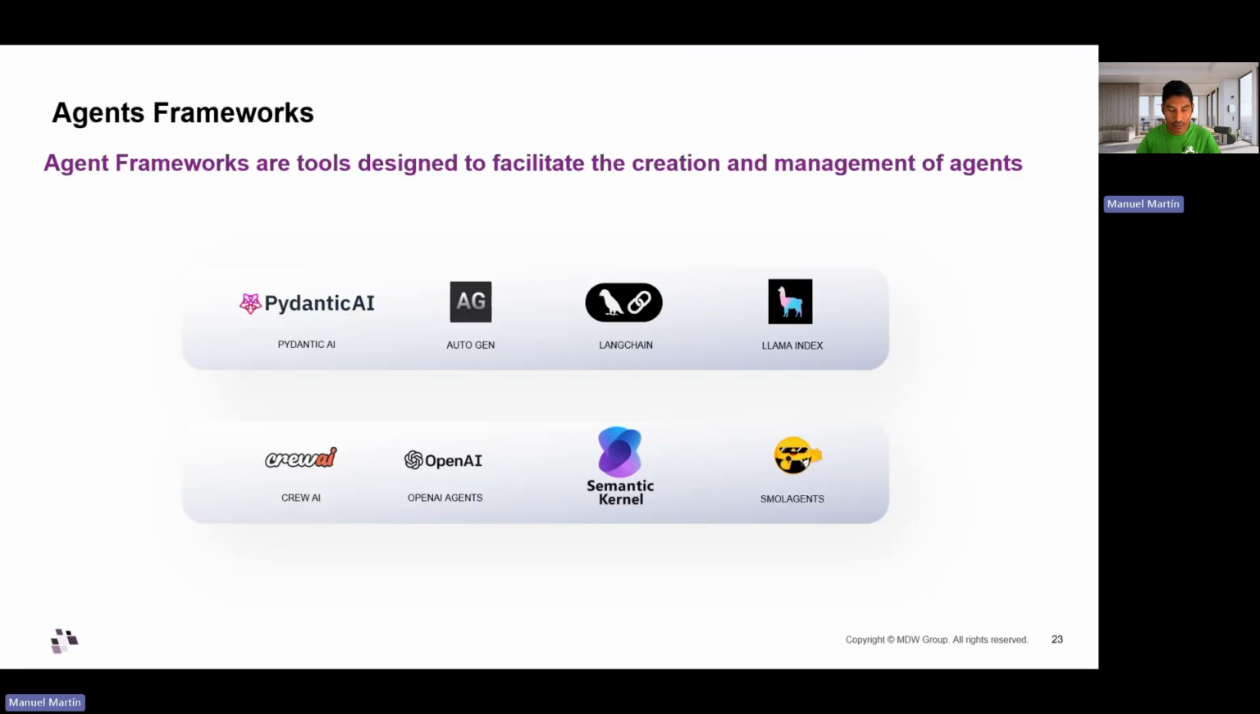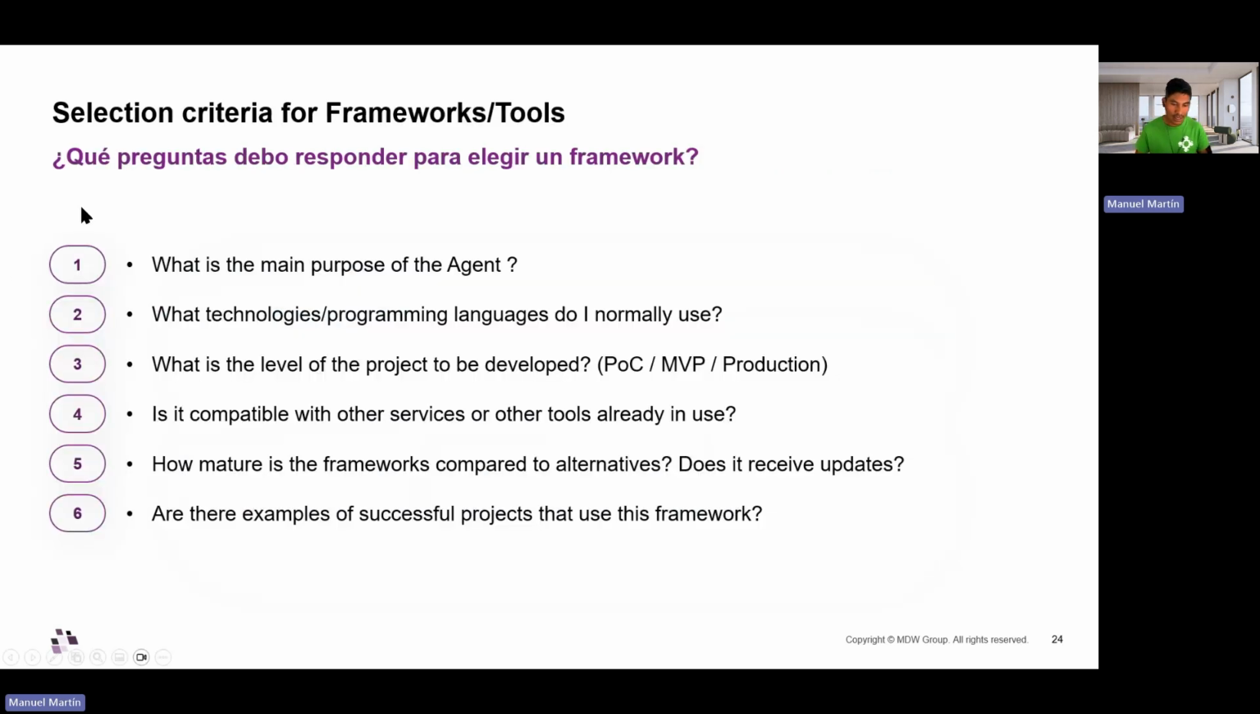Agents, frameworks, or technologies. I put here the typical libraries that currently are the most used. We have Pydantic AI, AutoGen, LangChain, LlamaIndex, CrewAI, and not just frameworks. As I mentioned before, new protocols, new platforms, new services. And it's difficult to have a criteria to select the best ones for our case. These are six questions, and probably I could provide more, but these are the most interesting questions that we have to answer in order to select tools, frameworks, technologies, etc.